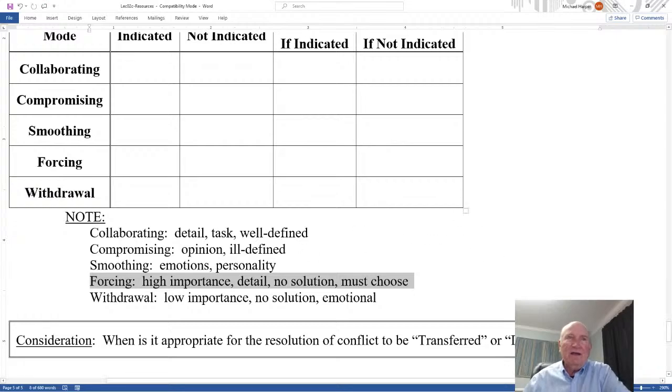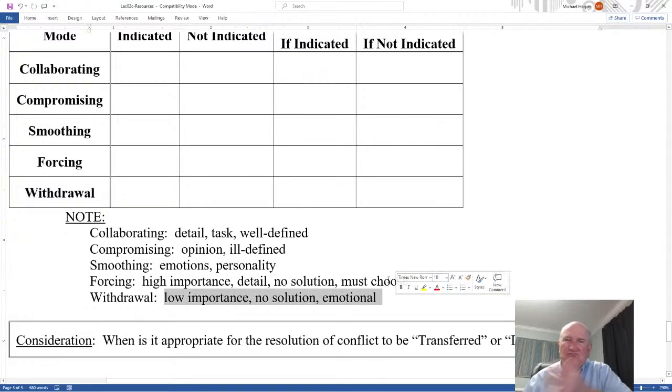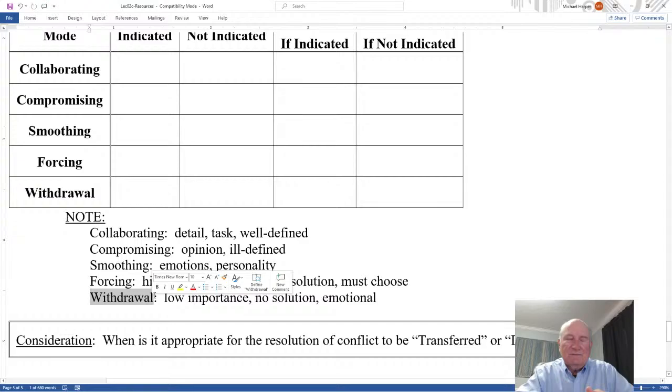Okay. And finally, withdrawal. Withdrawal says if it's low importance, it doesn't matter that much. There's no solution. It's emotional. Whether you solve it or not, it's not going to make that much difference to the project. And so you need to withdraw from the conflict. Don't get involved. You tell them to work it out.